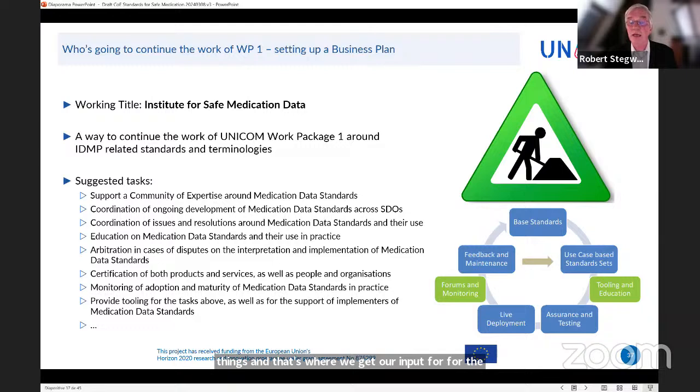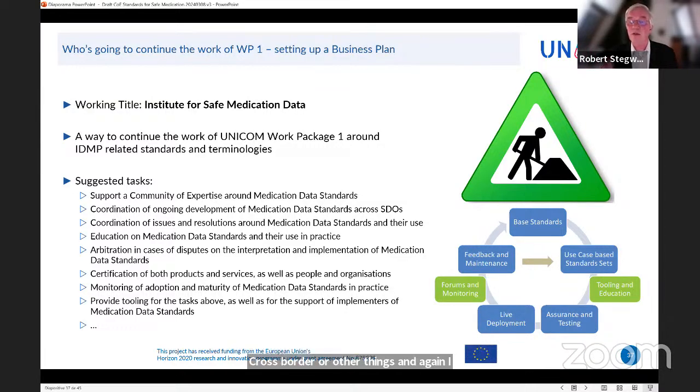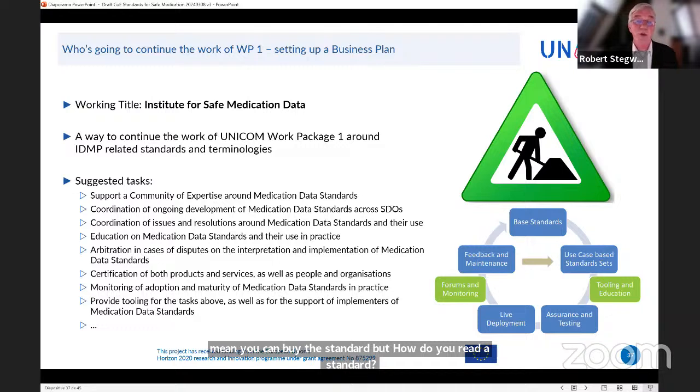And that's where we get our input for the next iteration of the gap analysis. And using that feedback, we can then say, well, this needs to be changed either in the base standards or in the use case-based standard sets that are specific to, for instance, electronic prescribing, cross-border, or other things. And again, I cannot stress enough the value of tooling and education in this, and that you see also on the suggested tasks, to have that education there, because very few people know about IDMP. It's not easy to get access to the information. I mean, you can buy the standard, but how do you read a standard? And that's really expert work.